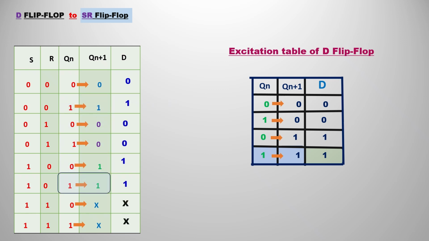I hope you can fill the remaining things by seeing the excitation table of the D flip-flop, but you need to start where the present state 1 1 changes to the next state 1 1. Because for the last two cases we don't know what the next output is, we are taking D directly as don't care for the SR flip-flop. You can see over there. So this is our final thing, the D column is filled with the help of the excitation table.